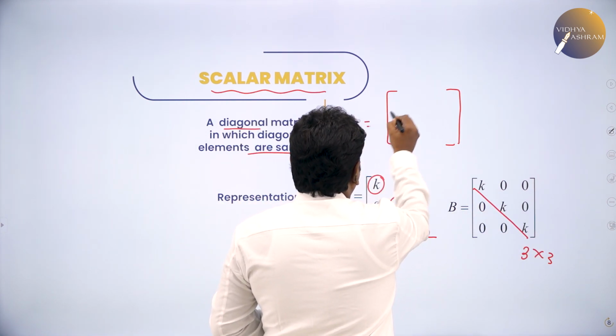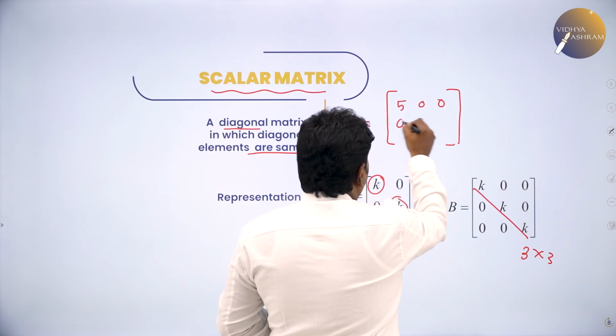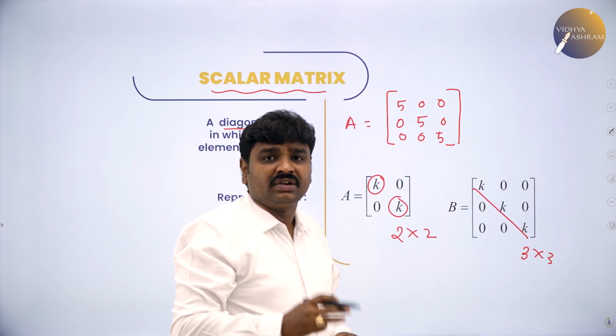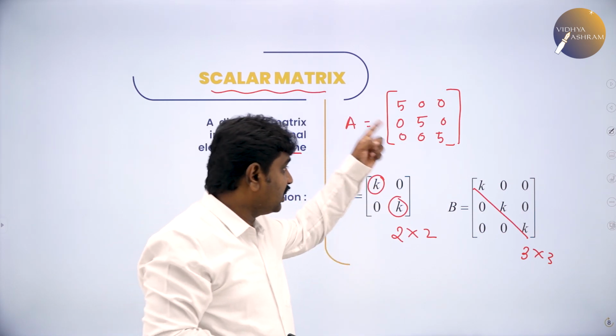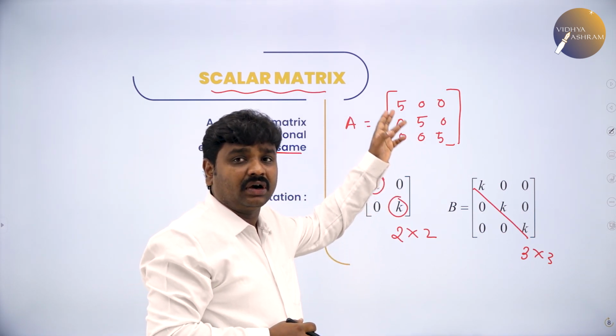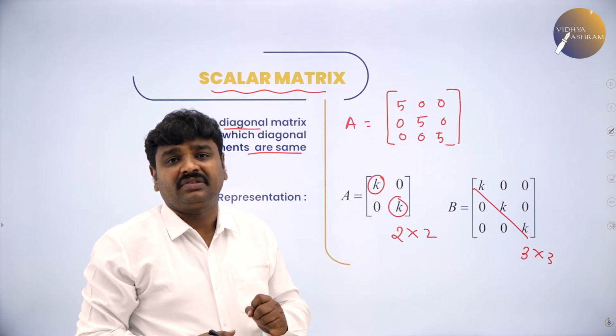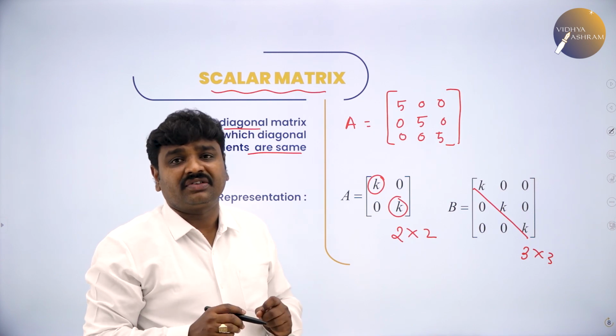I'll take A is equal to 5 0 0, 0 5 0, 0 0 5. Is it a scalar matrix? Yes. Why? Because it's a diagonal matrix and all the diagonal elements are the same, therefore it is a scalar matrix. Now you know what a scalar matrix is.